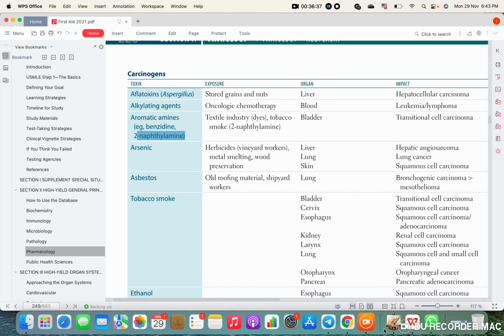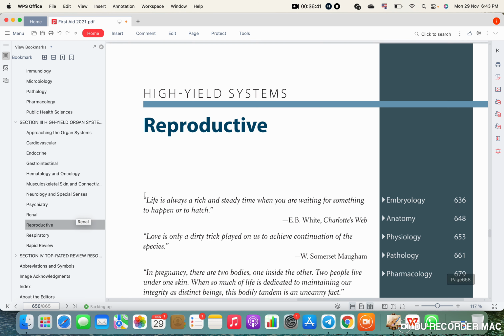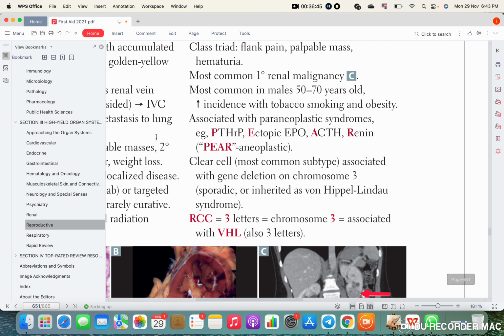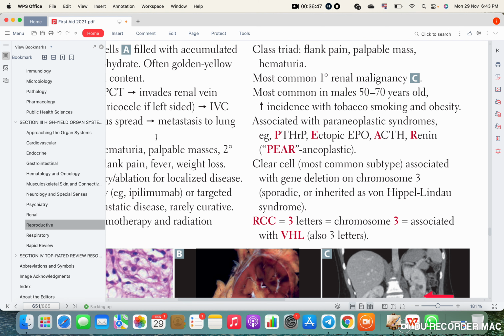Okay, let's move on. So the next thing they write, it's associated with Paraneoplastic Syndrome, which now you understand what it means. For example, parathyroid hormone related peptide. So this is not a real parathyroid hormone. This is a super important point. It's related peptide, which means it looks like it, but it's not. It's not the same, guys.